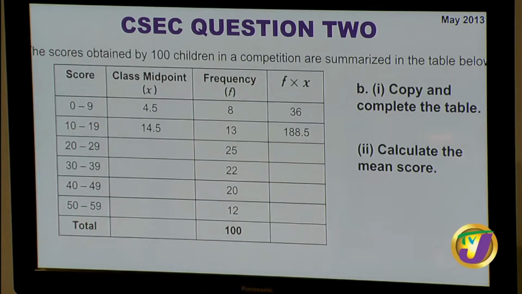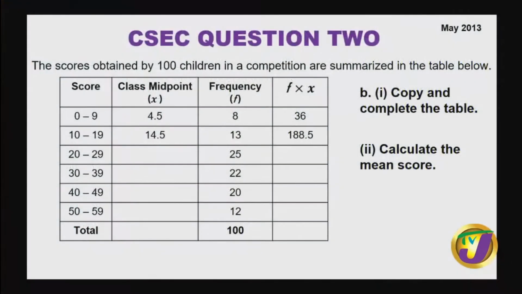All right, let's go. Then the next question asks us to complete the table and then calculate the mean score. So we have a section for class midpoint, and that's incomplete, and I'm seeing a section for f times x, or f multiplied by x, which is also incomplete.